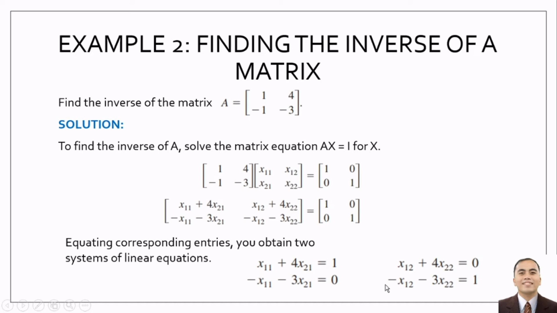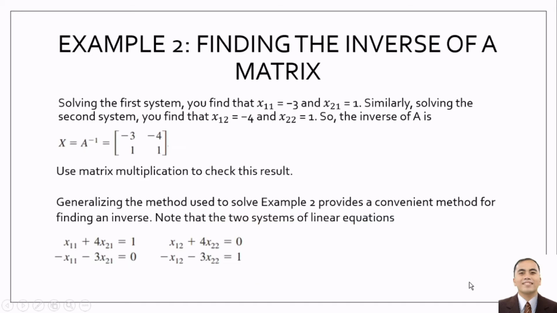Another, we have negative x sub 1,2 minus 3x sub 2,2 is equal to 0. So solving this first system, you will find that x sub 1,1 is equal to -3 and x sub 2,1 is equal to 1. Similarly, solving the second system, you'll find that x sub 1,2 is equal to -4 and x sub 2,2 is equal to 1.